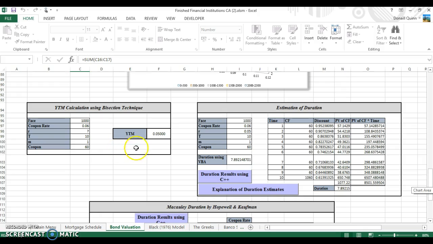So using VBA, the internal rate of return formula was used to estimate the yield to maturity, and it was found to be 5% for this bond. Bisection technique is essentially an automation of a grid search technique.